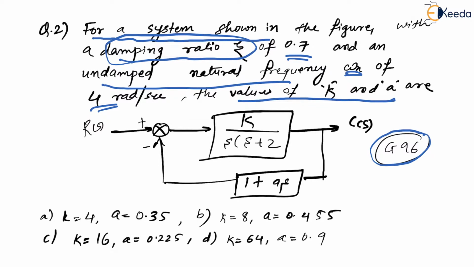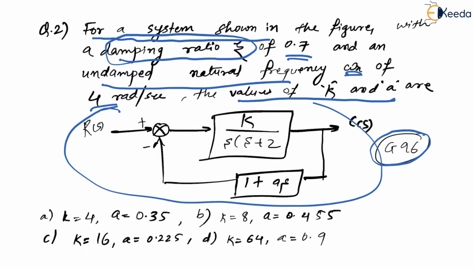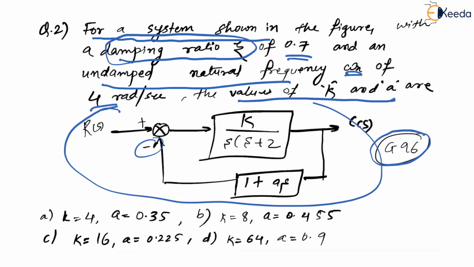Let us try to see them. What are those values? First of all, I've got this particular system. Let me find the closed loop transfer function of the same. The closed loop transfer function is nothing but G upon, because this is negative feedback, 1 plus GH, which is equal to what now?